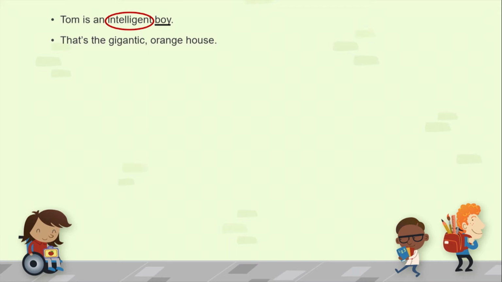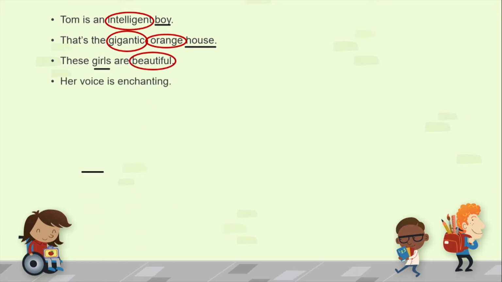Get these for me quickly, please. That's the gigantic orange house. Tell me, what's the noun? Yes. And what's the adjective describing that noun? Gigantic and orange. Very good. These girls are beautiful. Shout it to me. Girls. What is describing girls? Beautiful. Good. Her voice is enchanting. We have the noun voice and the adjective enchanting. They are tiny. Tell me, they, is that a noun? No, it's a pronoun. Very good. And the adjective describing that pronoun is tiny.